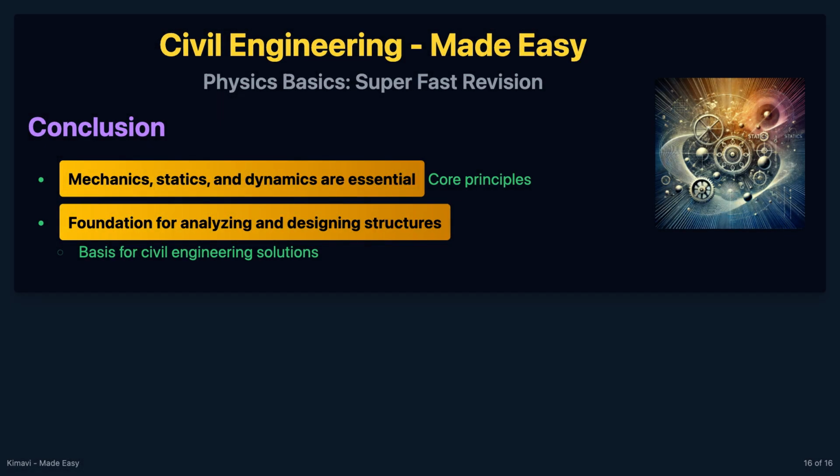Understanding the basics of mechanics, statics, and dynamics is essential for civil engineering students. These principles form the foundation for analyzing and designing structures that can withstand various forces and motions. By mastering these concepts, students will be well equipped to tackle real world engineering challenges.